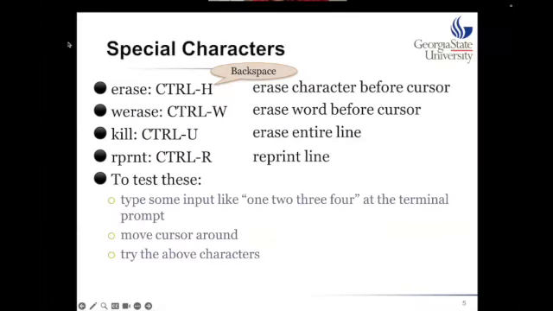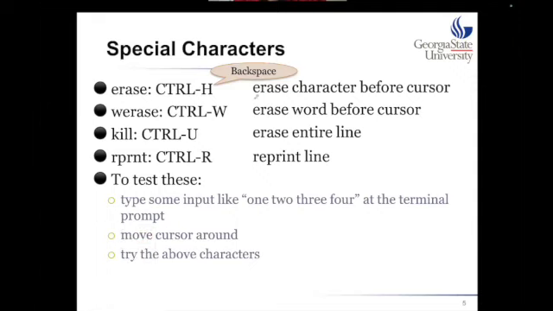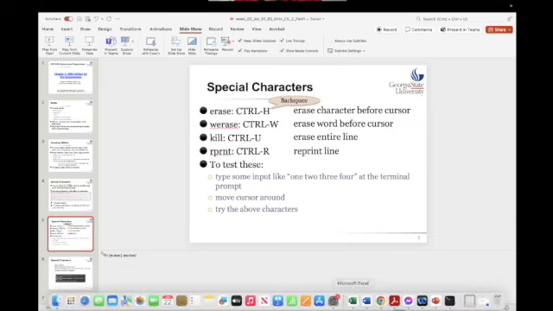Okay, so let's move. If you press Control H, it will erase characters before your cursor. If you press Ctrl W, it will erase the word before your cursor. If you press Ctrl U, it will erase the entire line. So let's first see these three examples. Ctrl H, Ctrl W, Ctrl U.